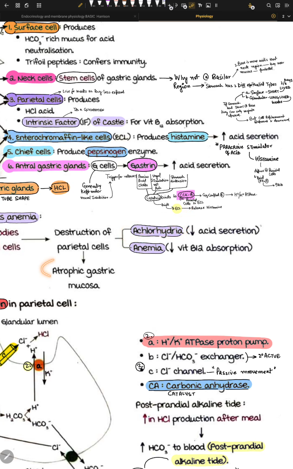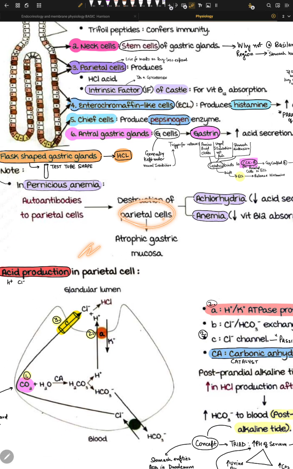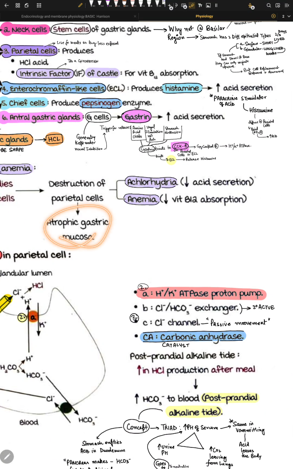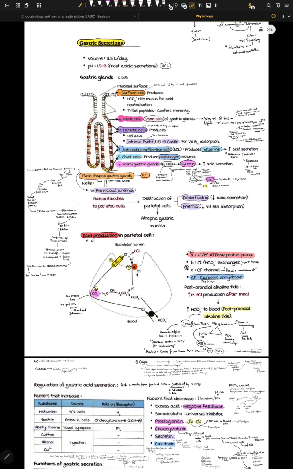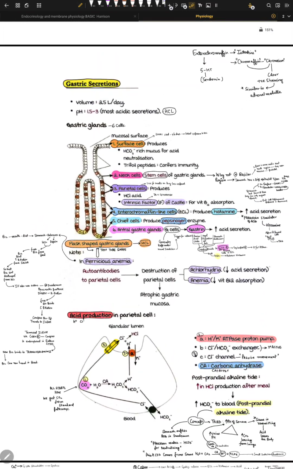Or we have something called atrophic gastric mucosa. Why? Because we have less stimulation of these parietal cells. Now the mucosa that produces the parietal cells will atrophy, and then we have anemia because B12 is very important for the production of hemoglobin, right? Not hemoglobin, RBCs. So that's the concept right there. So in pernicious anemia, we have achlorhydria and anemia. So that's important.